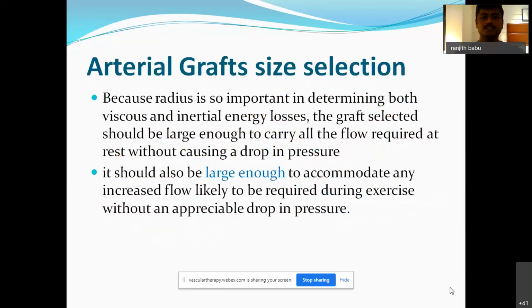So based on all these concepts and Poiseuille's law, we tend to know that the radius is the most important in determining both viscous and energy losses. So the graft selection should be primarily based on the radius of the graft. It should be large enough to accommodate any increased flow likely to be required during exercise without any appreciable drop in the pressure.